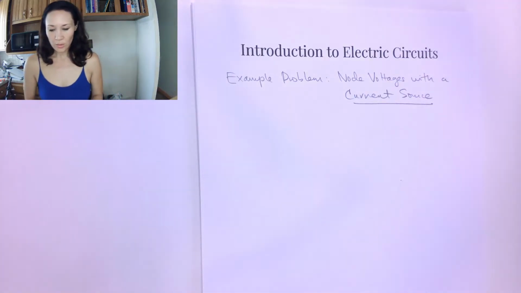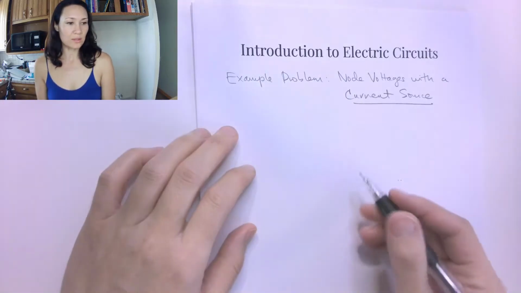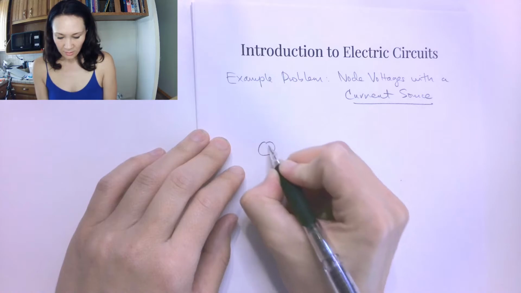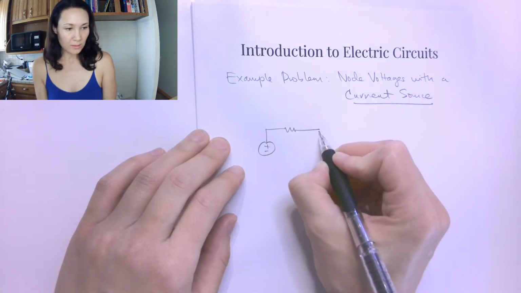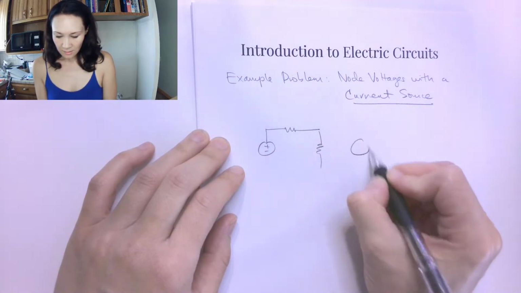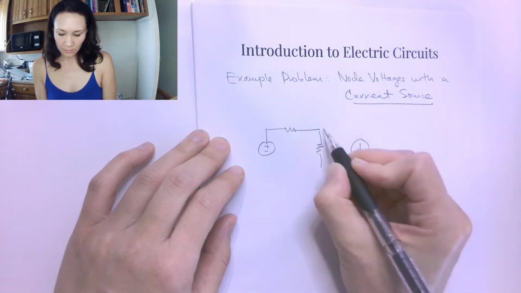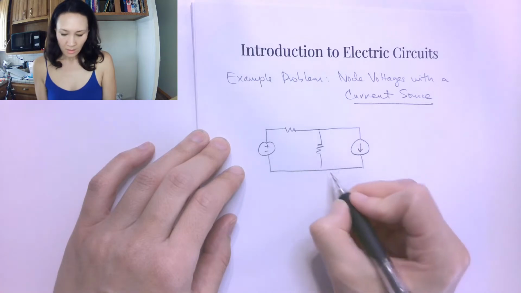Let me now show you another example for how to apply the node voltage method to solve a circuit. This time let's put a current source and let me show you how to handle that. So here's a kind of simple example. Suppose we have a current source, a resistor, we'll put another resistor here, and then let's attach a current source over here and see how we handle this using the node voltage method.